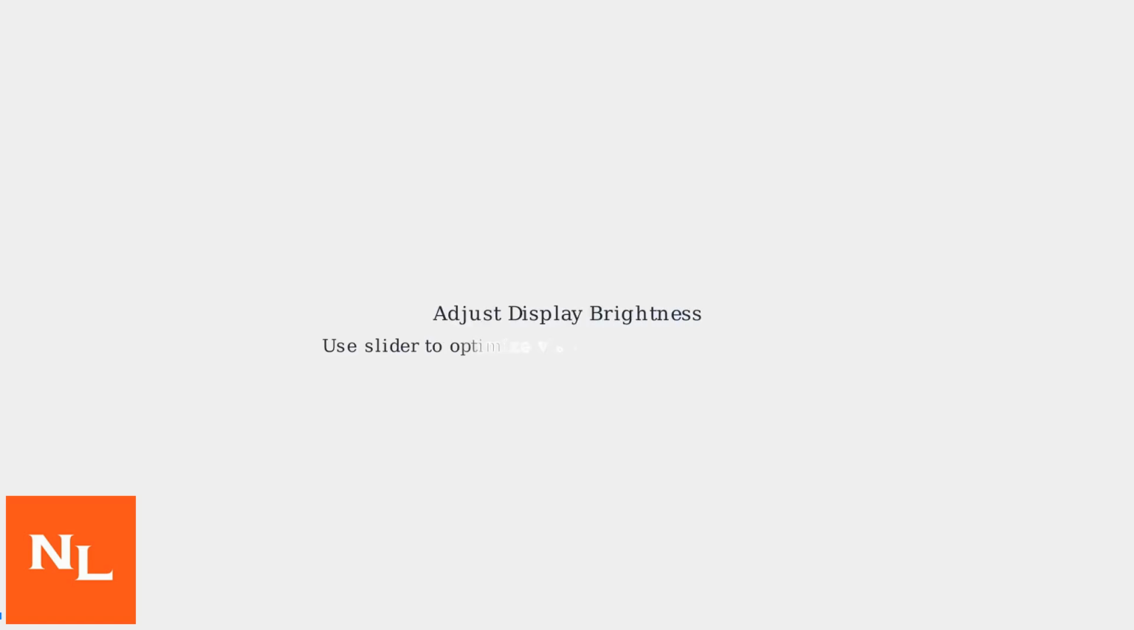Next, adjust the display brightness. Use the brightness slider in the Settings menu to optimize visibility. This helps reduce glare during daytime driving or ensures readability at night without straining your eyes.